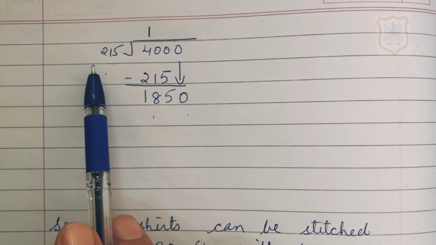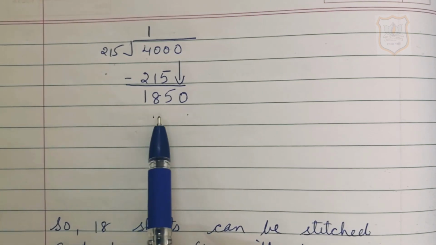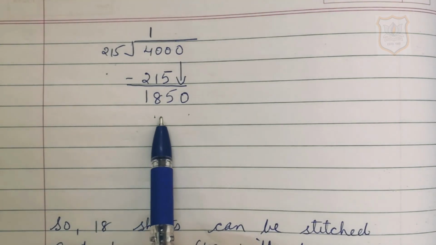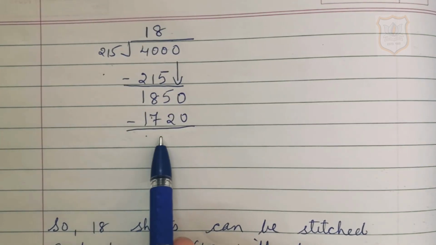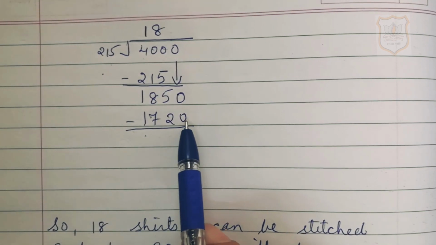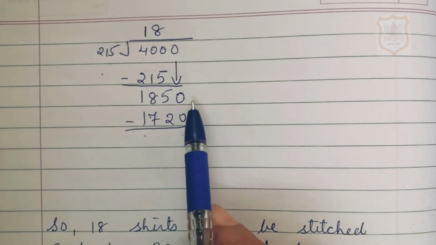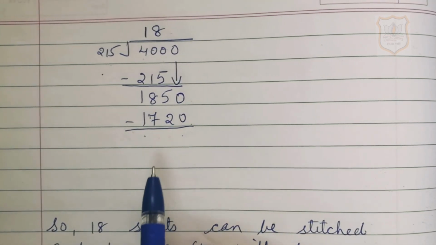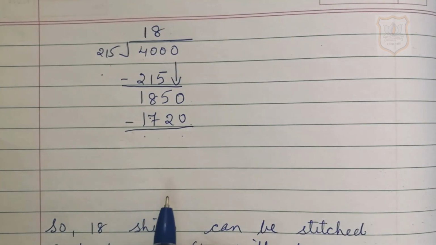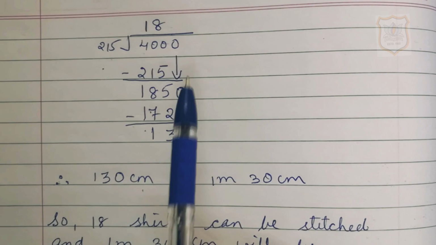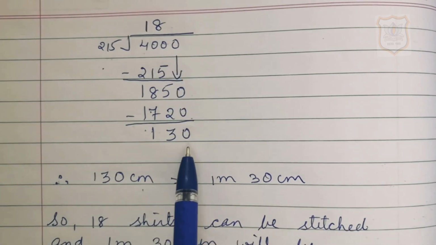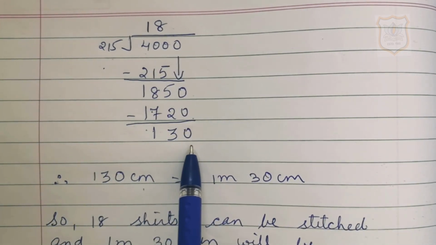Again we will take the table of 215 and find the number which is less than or equal to 1850. So we will take 215 8s are 1720. Now we have to subtract 1720 from 1850. We will get 130 as a remainder. So students, here the quotient is 18 and the remainder so formed is 130.